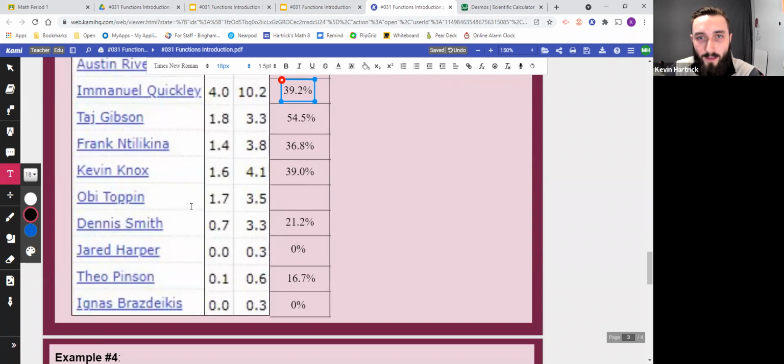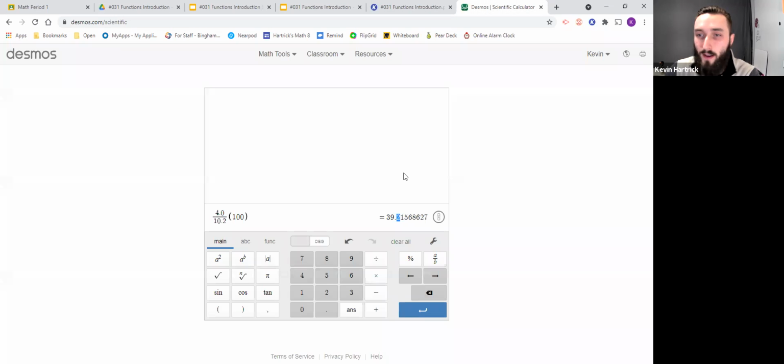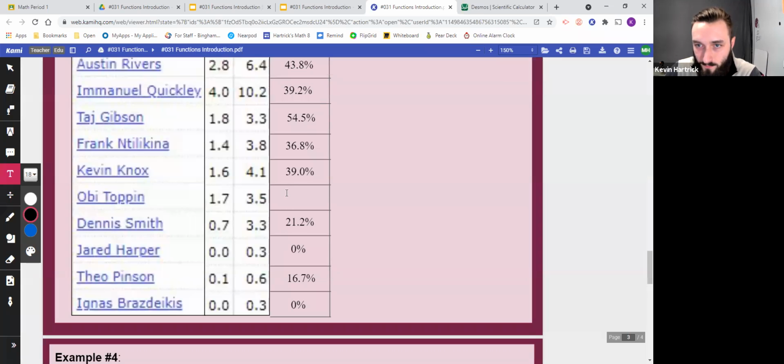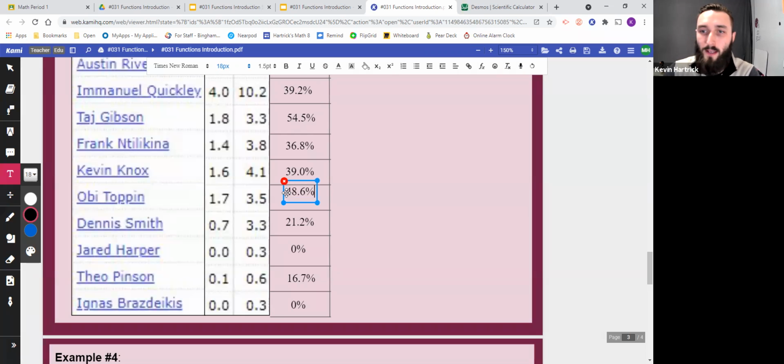All right, let's look at Obi Toppin. That's their other rookie. All right, he's not shooting nearly as much. He's only making 1.7 out of his 3.5 attempts per game. 1.7 out of, what was it, 3.5? Yep. Okay, that gives you a 48.57. The 7 tells me to go up, bump that up to a 6. So 48.6%, which is really good. He's just not taking a lot of shots. But again, if you're not taking a lot of shots, sometimes your percentage is going to be higher.